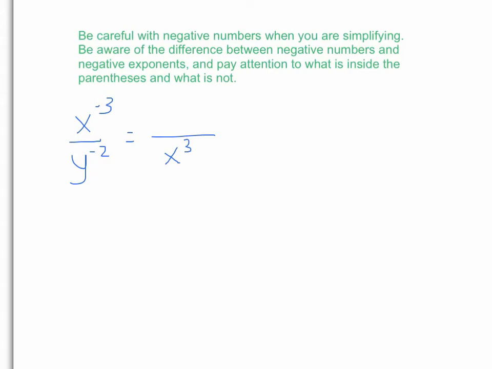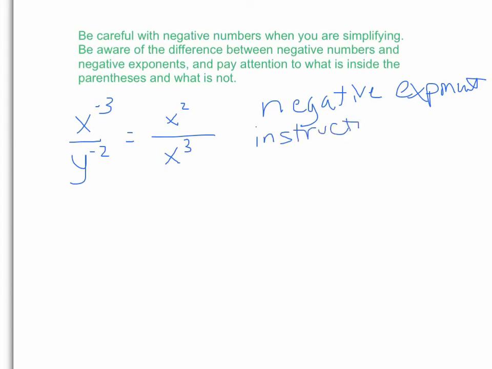That's in the wrong spot. It has a negative exponent. That means move it up here. A negative in the exponent is a direction. It's not a value. It's an instruction, or it tells you what to do. It tells you to move stuff. Don't think of it as a negative value.